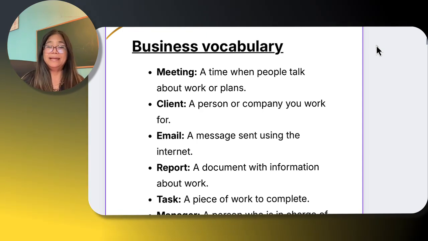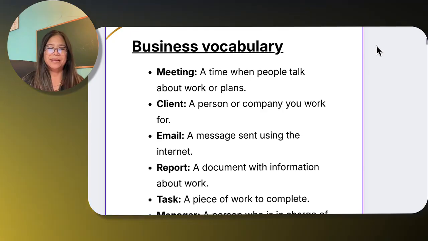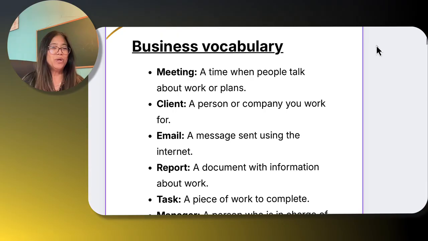Meeting. A time when people talk about work or plans. Client. A person or company you work for.